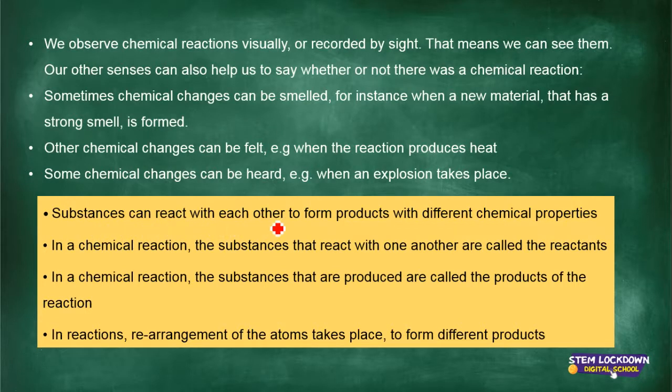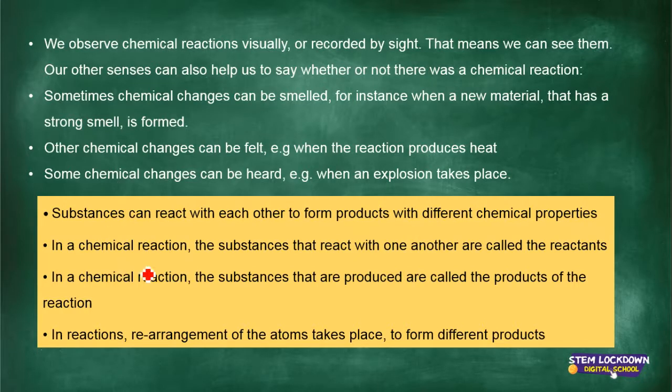Substances can react with each other to form products with different chemical properties. Okay, so I'm going to say that again. Some substances have different chemical properties, so they react together, and then when they react together, they form products.